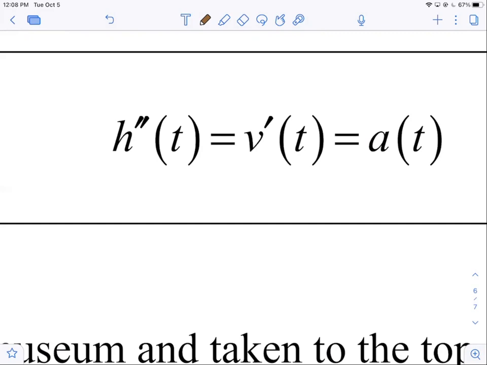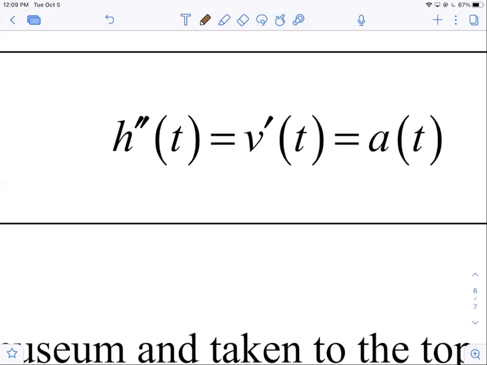The instantaneous rate of change of velocity is instantaneous acceleration. We don't have to say instantaneous every time. When I say v prime of t, the t means at that instant, at that moment in time. So it's understood. So that's the derivative. And of course, the instantaneous rate of change of position is velocity.